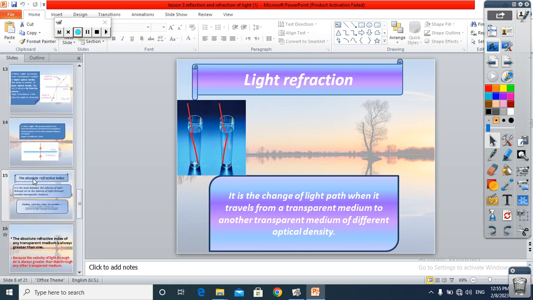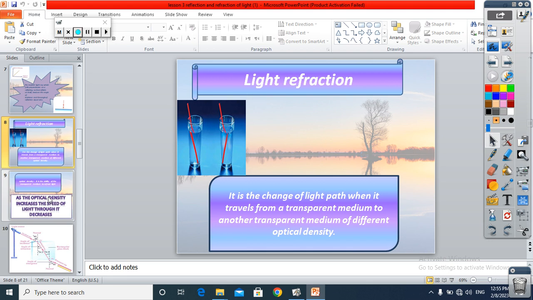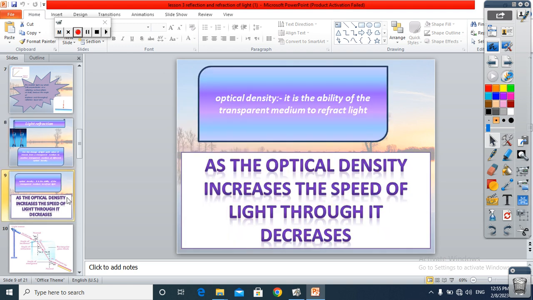What about light refraction? Light refraction is the change of light path when it travels from a transparent medium to another transparent medium of different optical density. Now we have to know what is meant by optical density. Optical density is the ability of the transparent medium to refract light. As the optical density increases, the speed of light through it decreases.